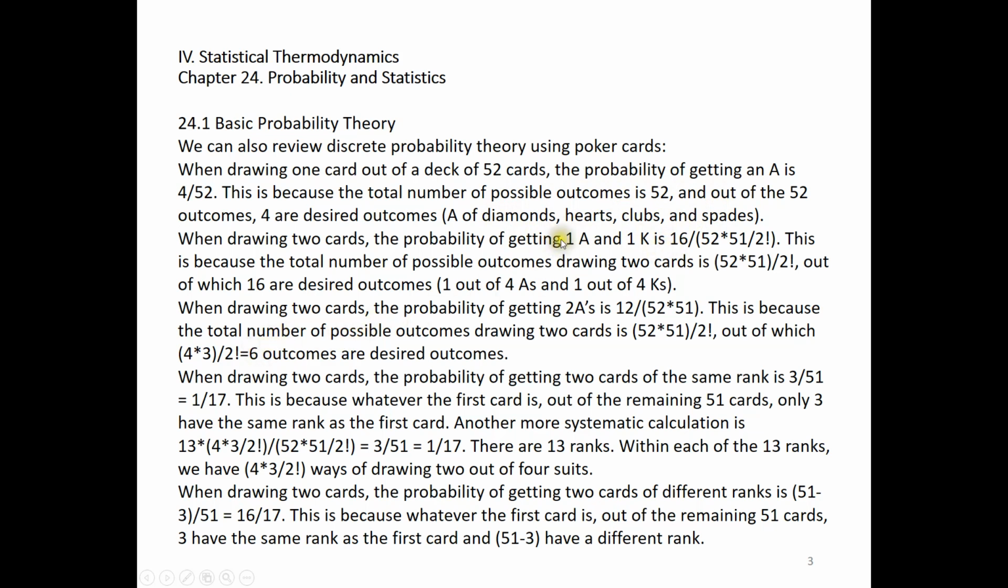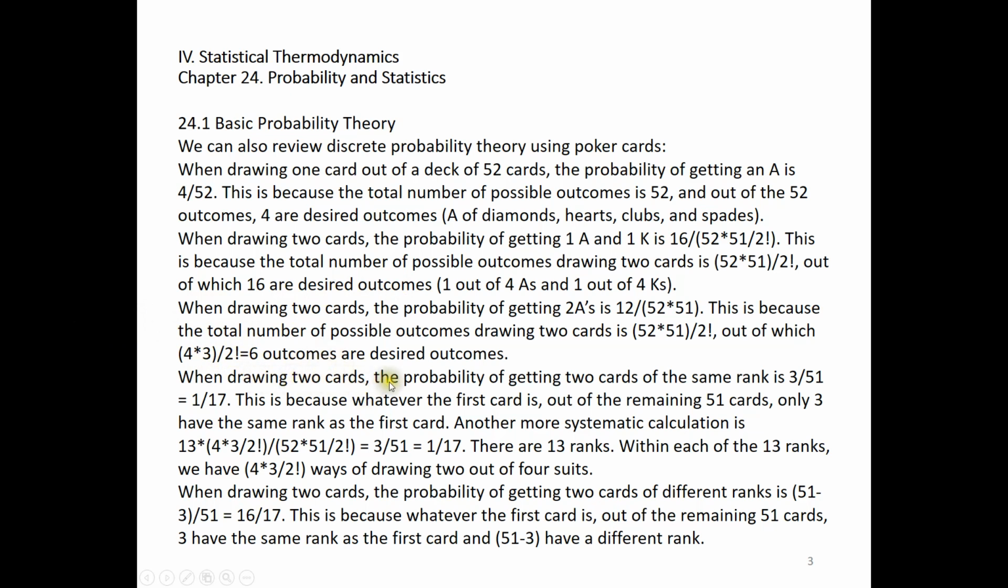Alright, why? Because there are 4 suits. The first one you have 4 options, the second one you have only 3 options left. And we're looking at only the combinations. We don't care about the orders, so we need to divide this by 2 factorial different orders. We have only 6 outcomes.